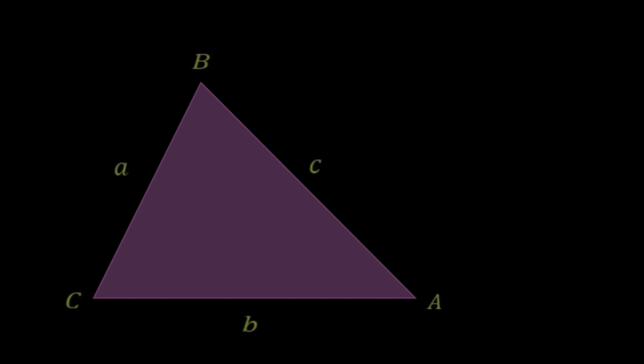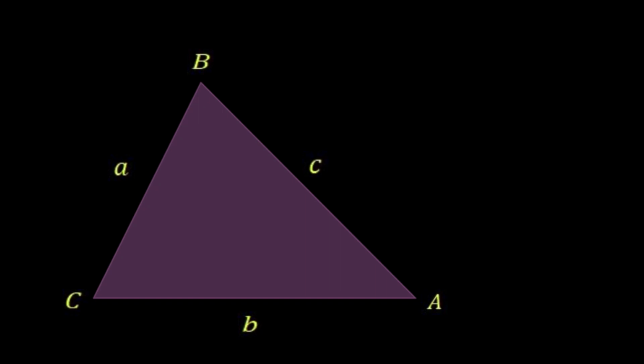Let's start off with a triangle, and we will name the angles and lengths A, B and C. So all of the angles are large letters A, B and C, and opposite these are going to be the small letters, which will be the lengths a, b and c.